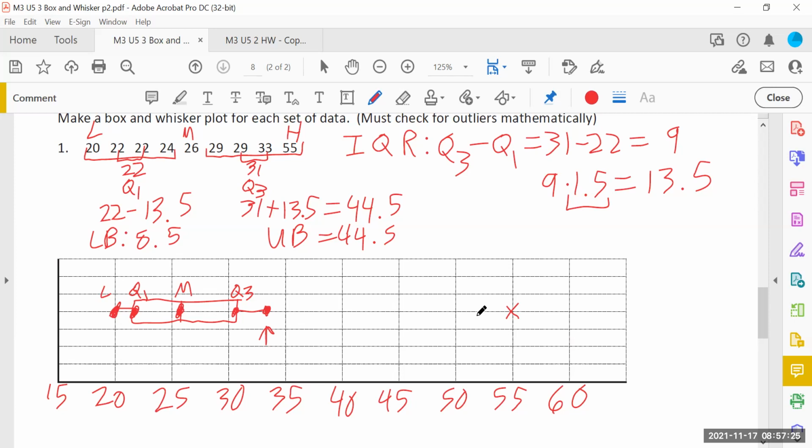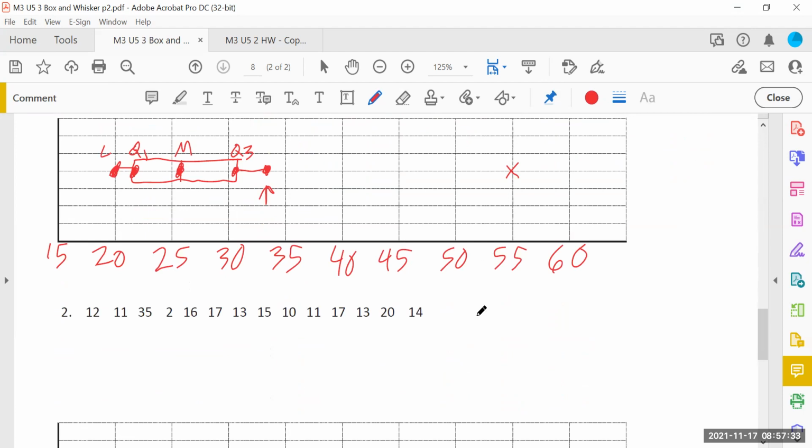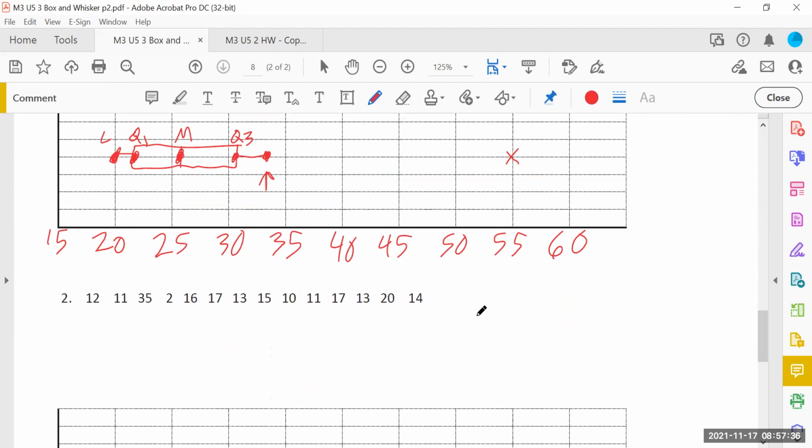Does this make sense to everybody? Let's try another one here. And here we have what amounts to the hardest part of the lesson oftentimes. The numbers are not in order. So we need to make sure that we put them in order without missing any.